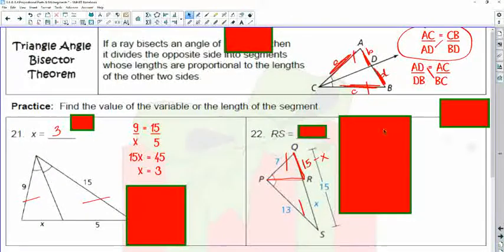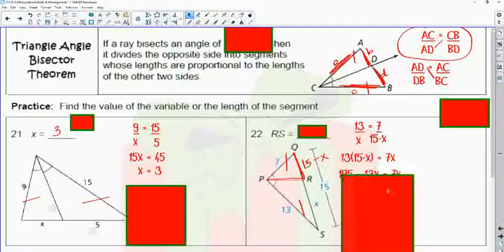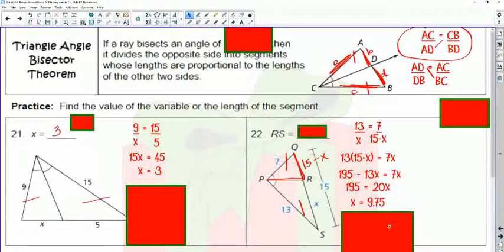So now I can set up my proportion. x and 13 go together. 15 minus x and 7 go together. Cross multiply, distribute, add your 13, divide by 20. So that means this piece right here is 9.75. Which means this piece up here is 15 minus 9.75. So I find out that this piece is 5.25. And that is it.